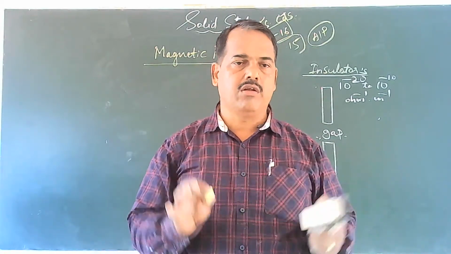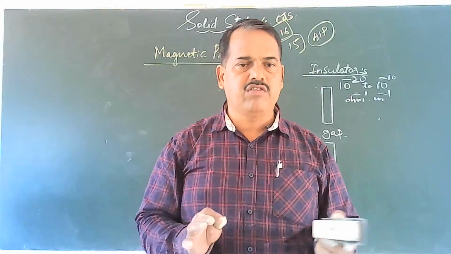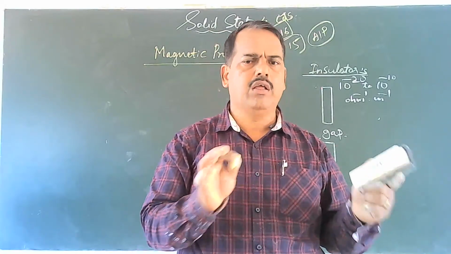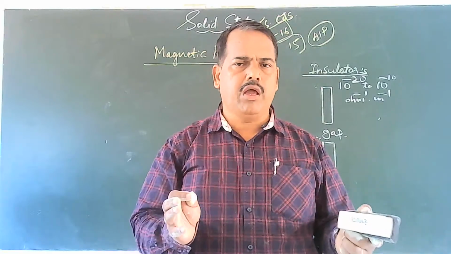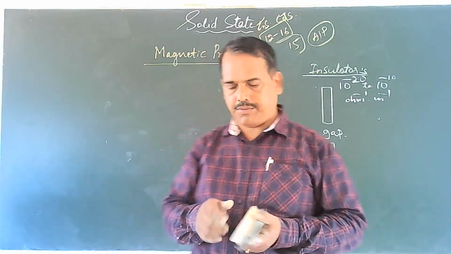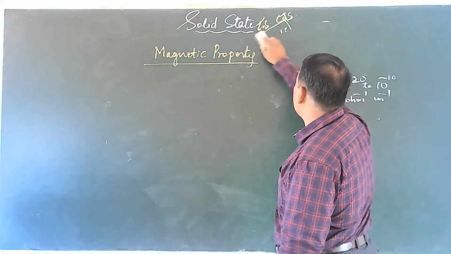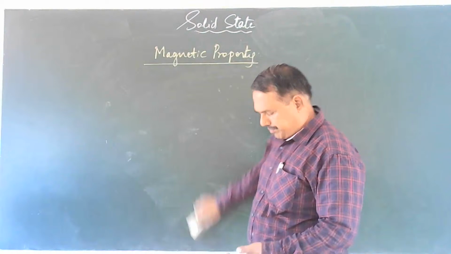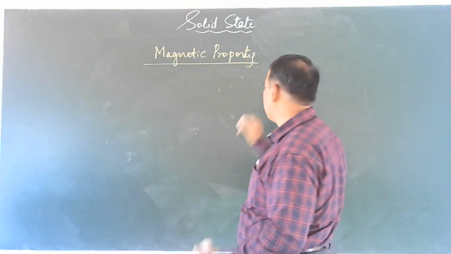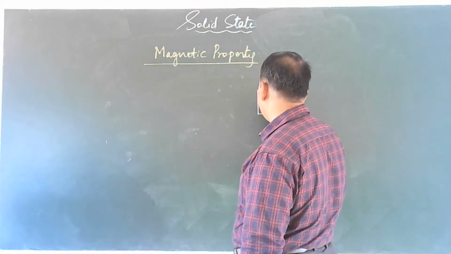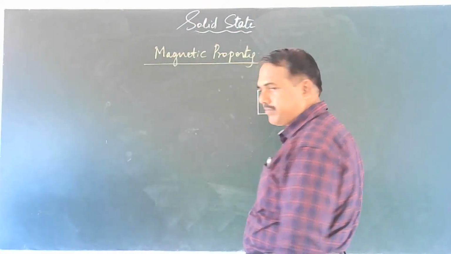So what is the reason? You consider any substance, it has a tiny small magnetic character. Some materials may have large magnetic character, and that particular thing you have to study. Okay, in magnetic property, if I am considering a lattice here, it contains one particle, it may be an electron.